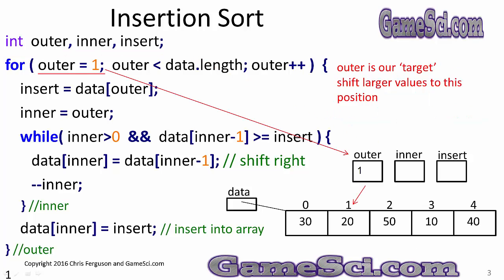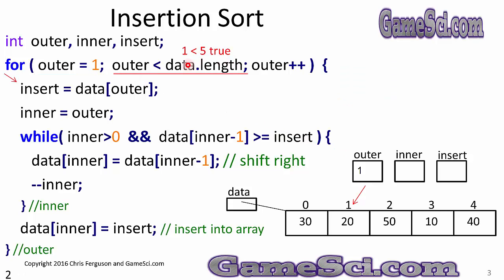Outer, once again, is controlling the outer loop. Outer is our target. Shift larger values to this position. Outer is our target position. We want to move the big numbers to the target position. Notice how it's starting at position 1. It's not starting at 0. It's starting at position 1, and outer will move down to the end of the array.